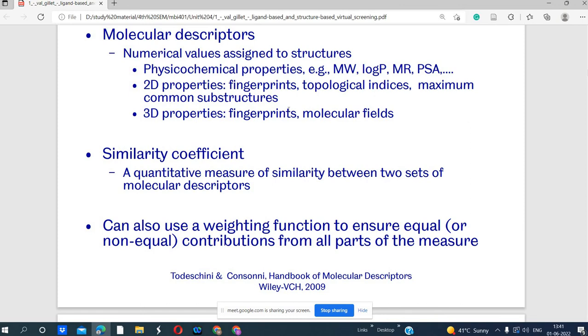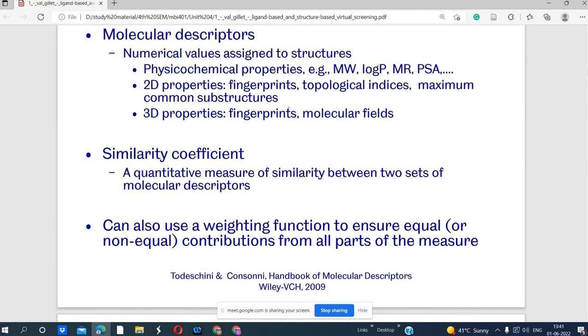So this is the second component. It uses the molecular descriptors. Means how similar these two sets of molecular descriptors are, how similar the two structures are. So we predict that on the basis of two sets of molecular descriptors. So we take the set of descriptors, molecular weight, partition coefficient, and we do the comparison. So the similarity coefficient is important.